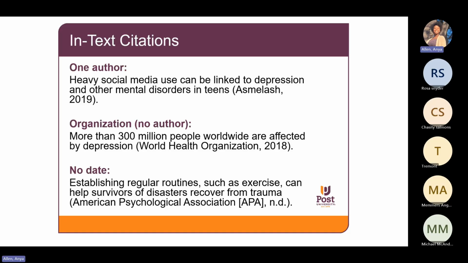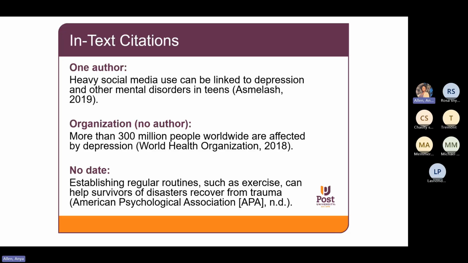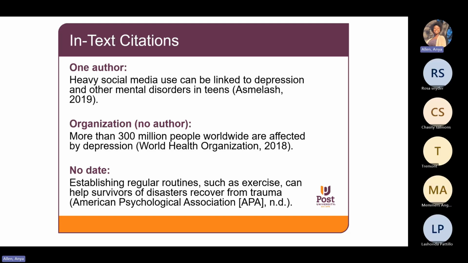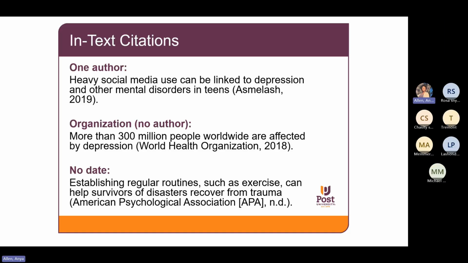So in the second example here, you'll see that there's no specific author at the citation here. It is more like an organization. So instead of having an author here, it's the World Health Organization. And then you'll also see that the article here was published in 2018. Now, in this final example here, you'll see that there is an organization, however, there's no date. So it has the American Psychological Association, right? So it's not a specific author, but it is an organization. And then there's ND because there's no date there.